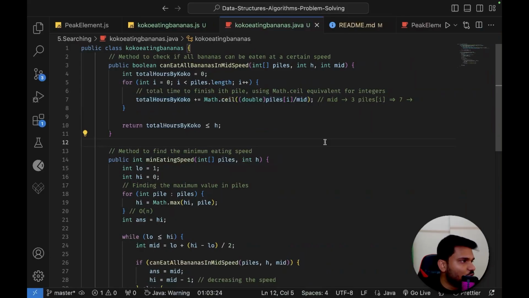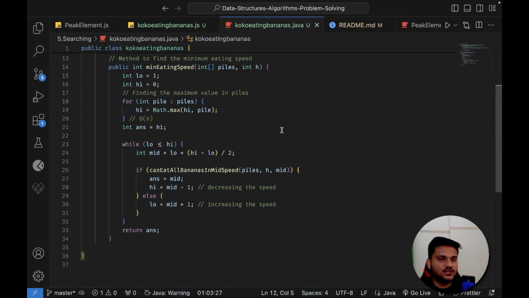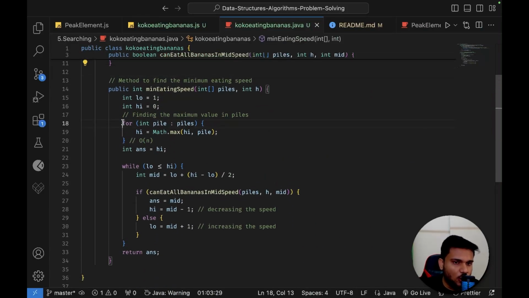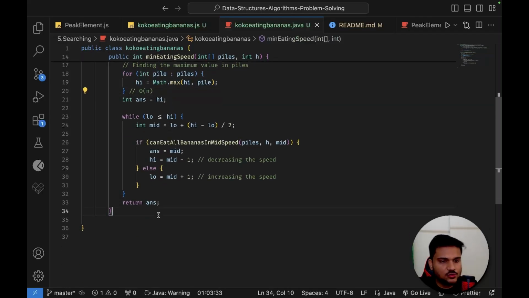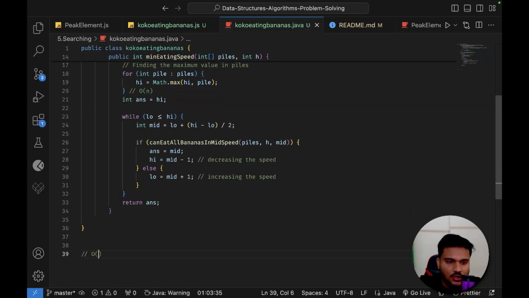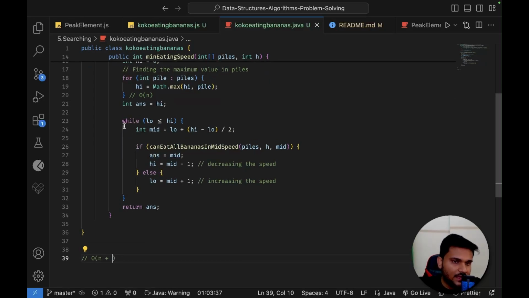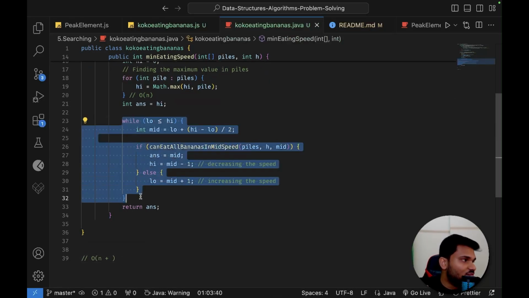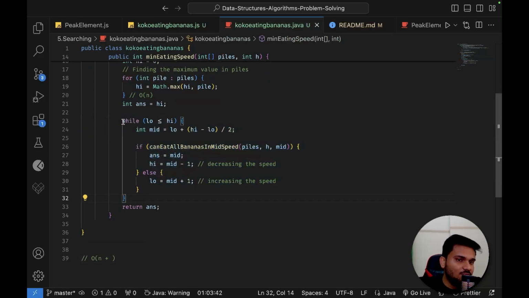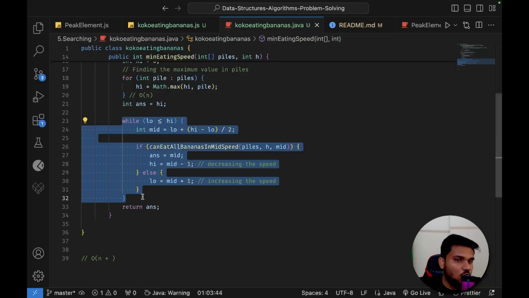And what is the time complexity of the solution? Can you see there is an order of n loop to get the maximum? So let's write the complexity: n loop for getting the maximum. Then can you see this is a while loop of binary search? The while loop of binary search goes on in log of search space time, right?